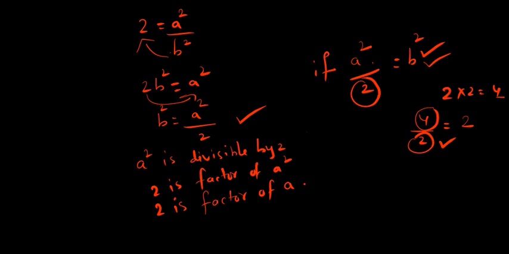See here. a square means a into a, right? Listen very carefully. a square is nothing but a into a. Whatever is there in this a is there in this a. For example, the value of a is 5; it is also 5, so 25. If it is 7, it will also be 7. Whatever is there in this will be there in this.